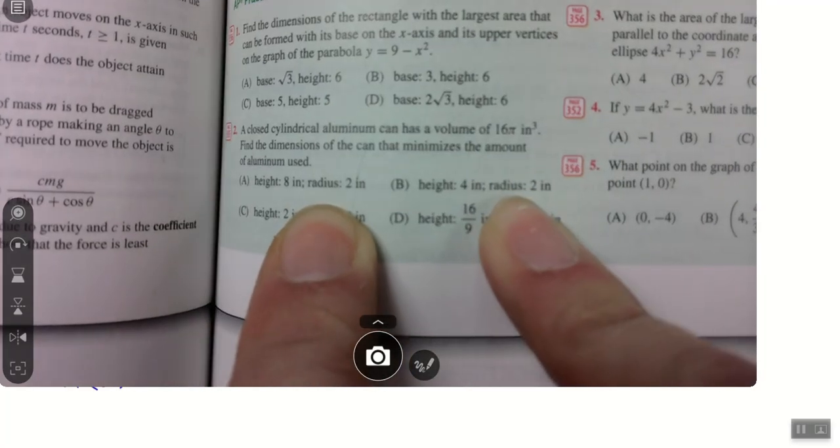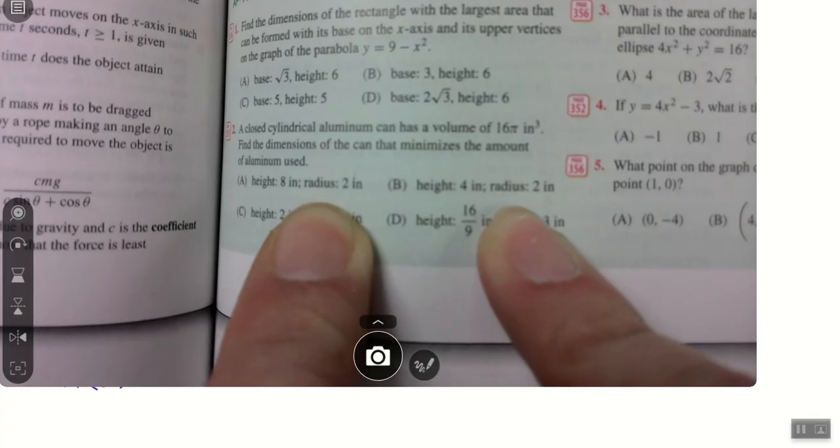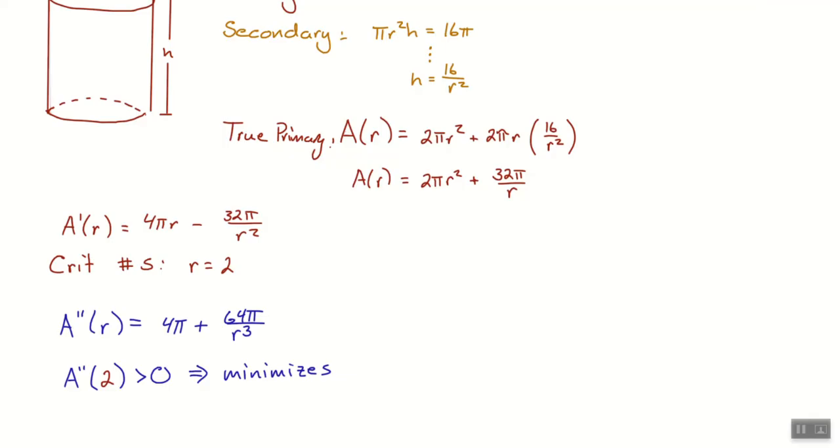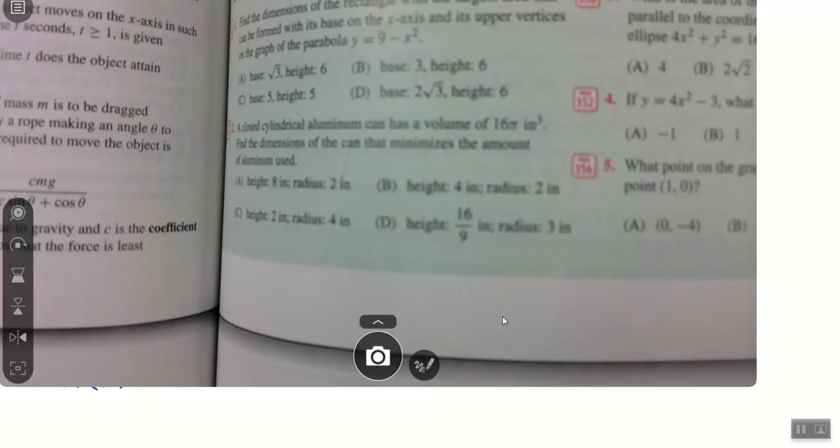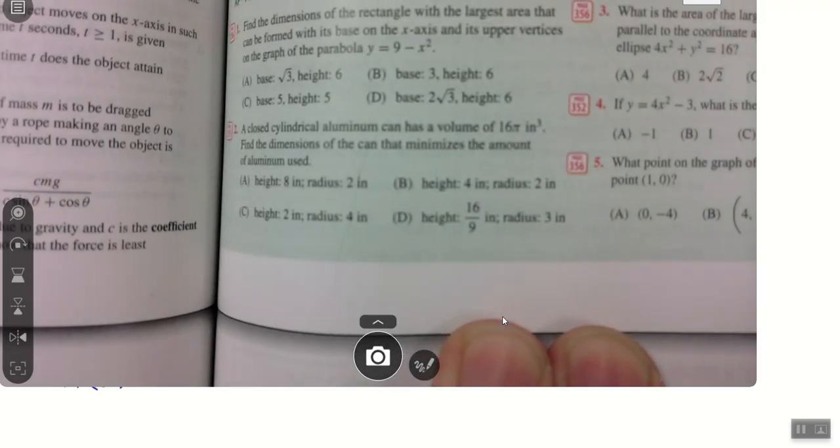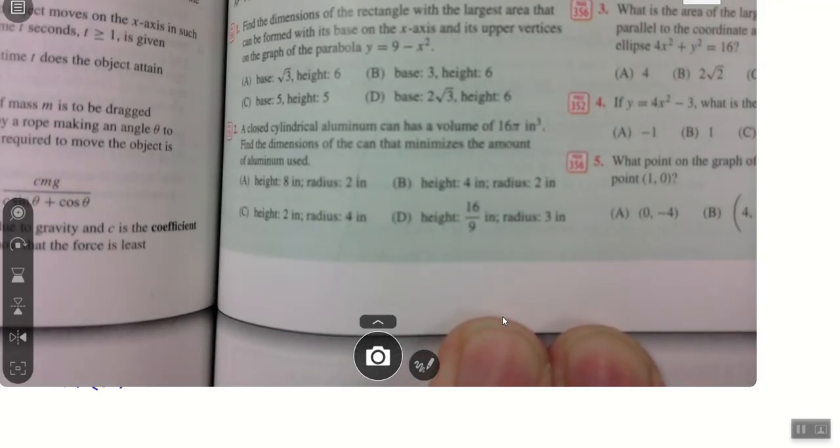So we have to do a little bit more thought, but we don't have to write our wordy answer with it because it's a multiple choice. If I plug in r equals 2, what's the height? 16 over 2 squared. 16 over 4 is 4. Which answer did we just 100% commit to? Leanne, nice job. It is Bravo.